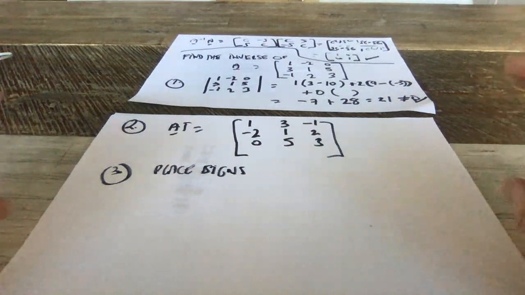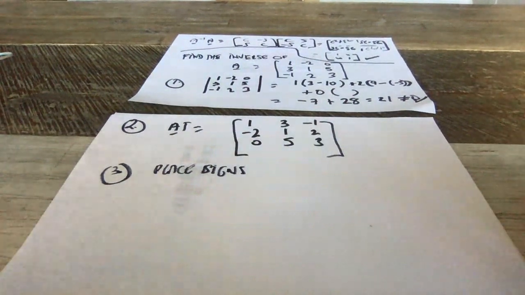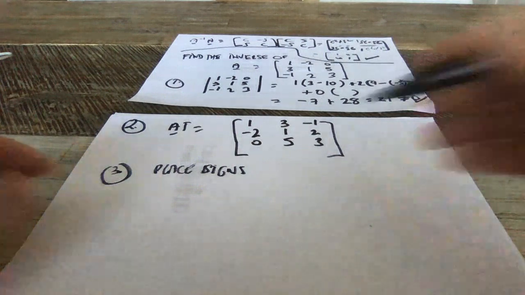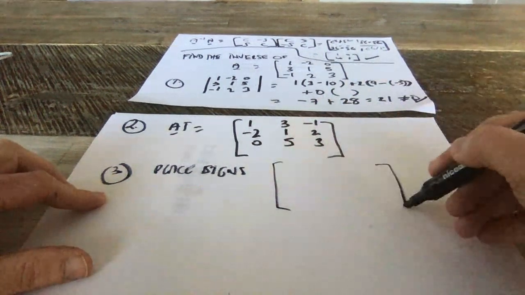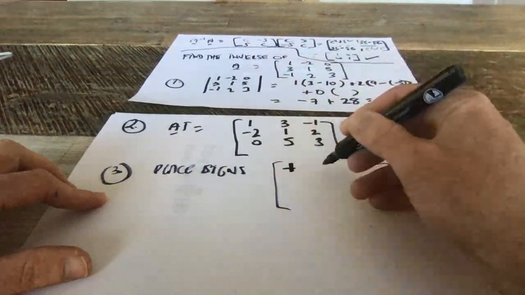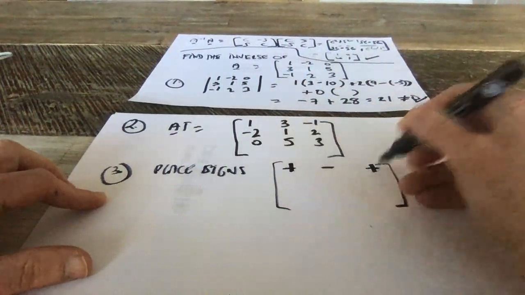But each element in a 3 by 3 matrix has a plus sign or a minus sign associated with it. This is the way God made this. I don't know, I'm just a messenger. All right, but the place signs of a 3 by 3 matrix are like this. The first element in a matrix is associated with plus, the second element is minus, and the third element here is plus.